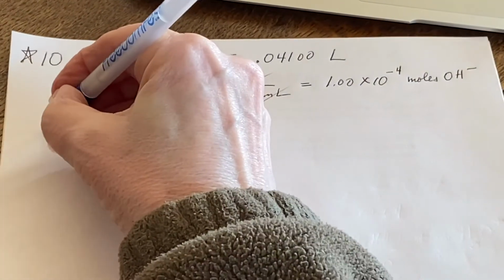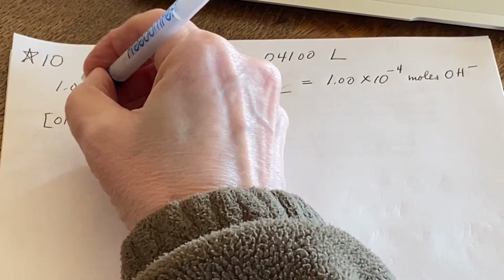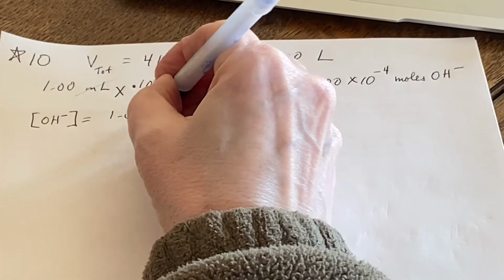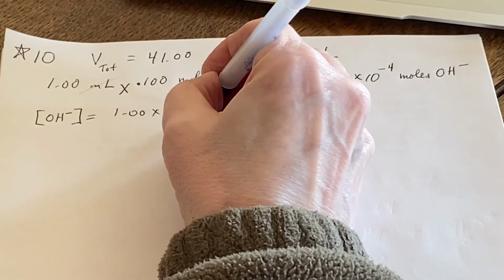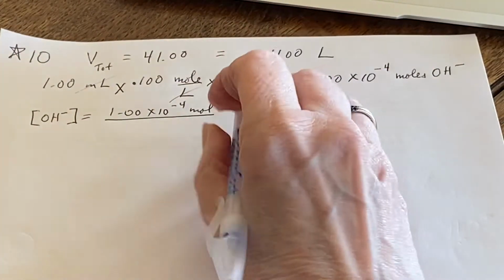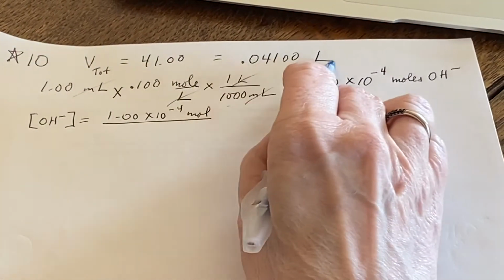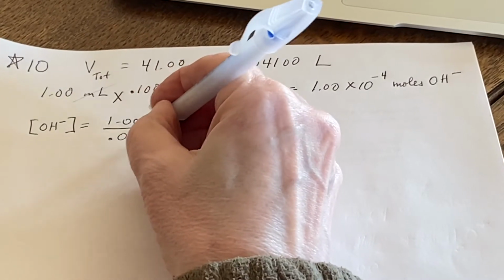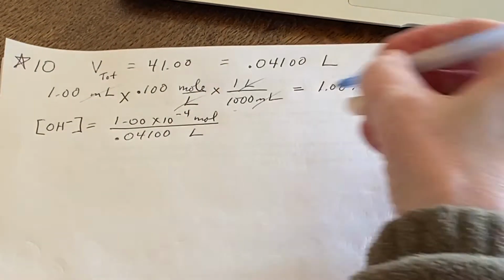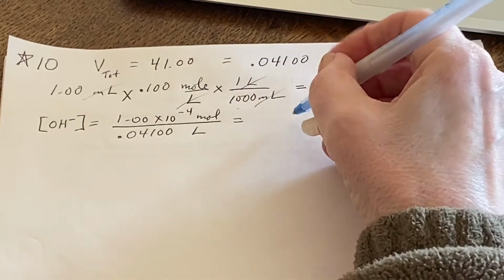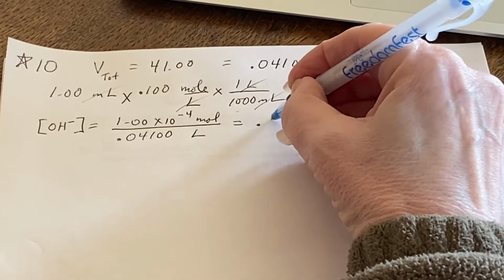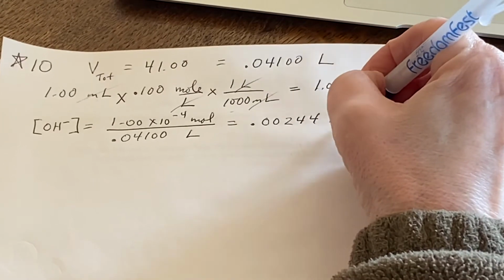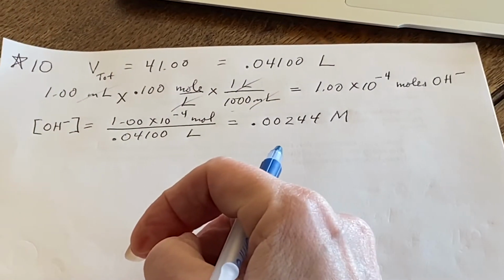So the concentration of OH minus is molarity. I know the number of moles. It's 1.00 times 10 to the negative 4 moles. And I know the volume. So divided by this, that will be my molarity. When I do that, run it through the calculator. There's my molarity, 3 sig figs.